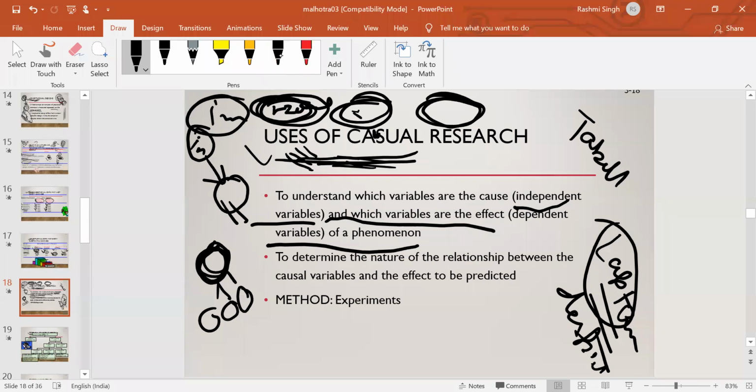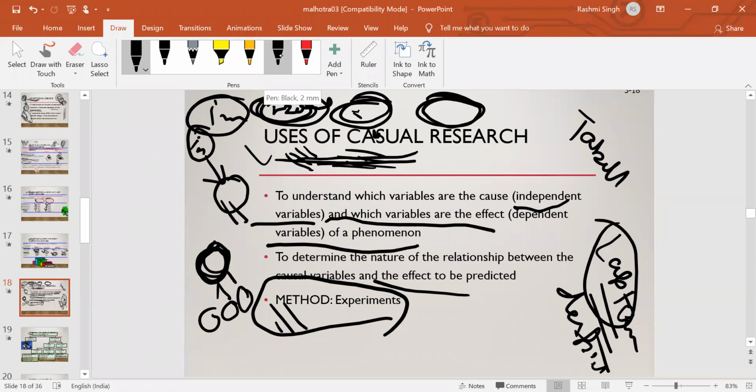So it determines the nature of relationship between the causal variables and the effect to be predicted. And the method we perform for this causal research is basically experiments, which we will discuss later. What are the experiments and others? So causal research is basically to identify the cause and effect type of relationship.